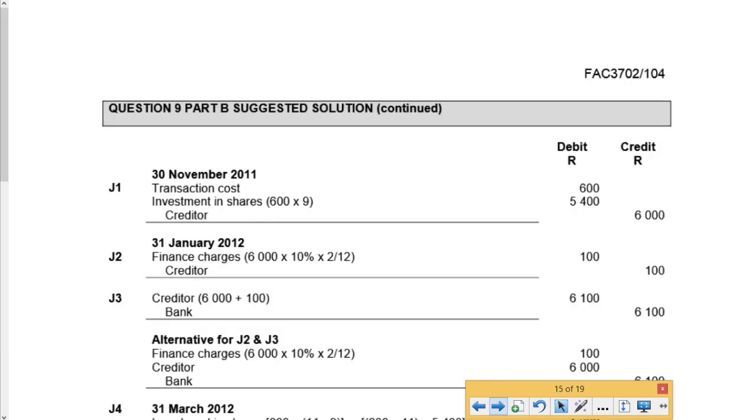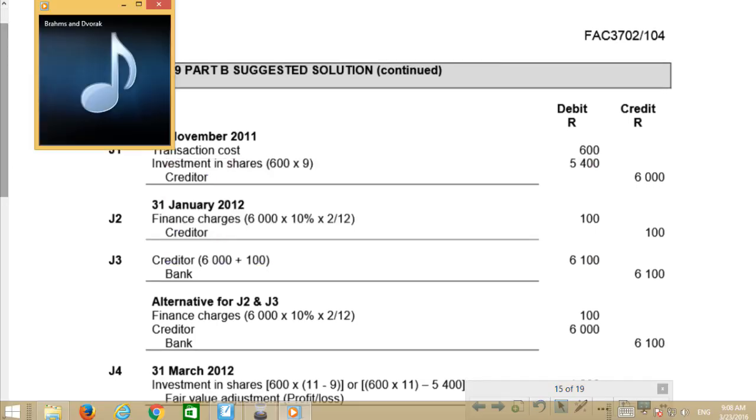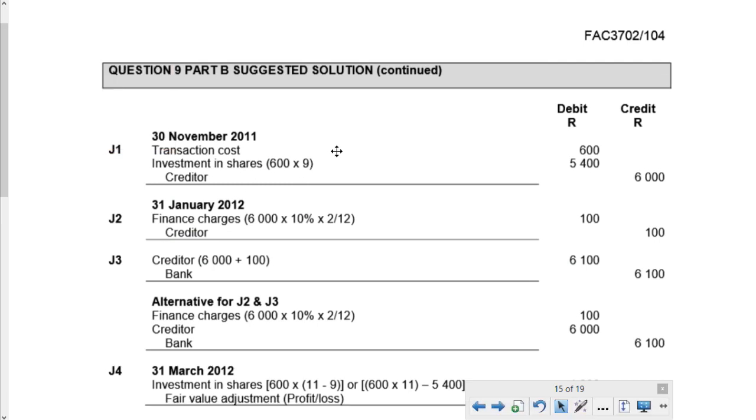Okay, so our initial transaction, at the 30th of November, we record that we've bought shares at 9 Rand. We record a transaction cost, which goes to P&L, not included in the cost of the shares. And we record that we owe the creditor that money, 6,000 Rand.